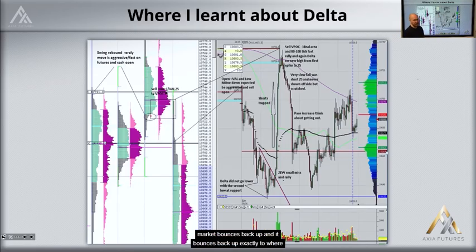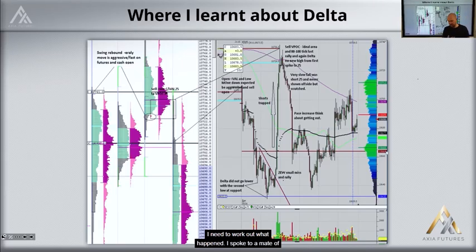bounces back up, and it bounces back up exactly to where I want to sell it. So huge amount of frustration. These are the kind of trades where you look at and you walk away and you say to yourself, forget that, I'm not thinking about that again because I don't really want to, because it's a bad experience. But I was frustrated and thought, well, I need to work on this. I need to work out what happened.